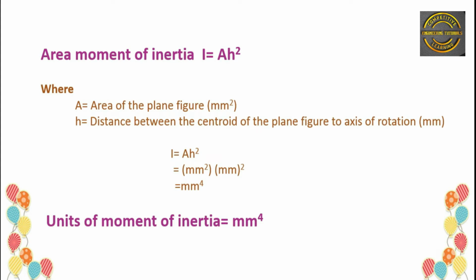Area moment of inertia I equal to A into h square, where A equal to area of the plane figure, units mm square, h equal to distance between the center of the plane figure to axis of rotation, in mm. We know that I equal to A into h square. So unit of area mm square, unit of length mm. So finally I equal to mm power 4. Unit of moment of inertia is equal to mm power 4. So option C is correct.